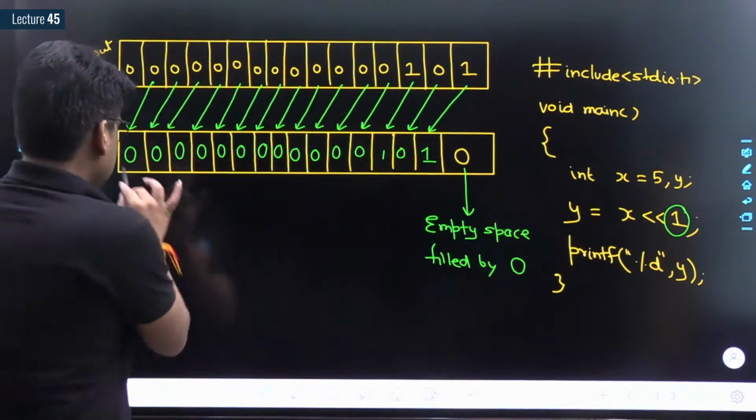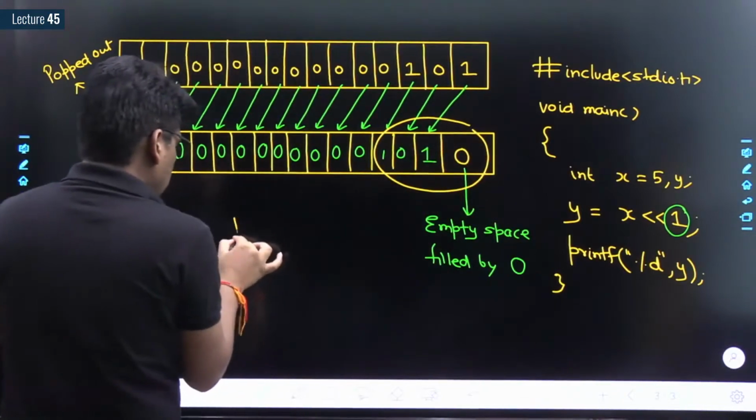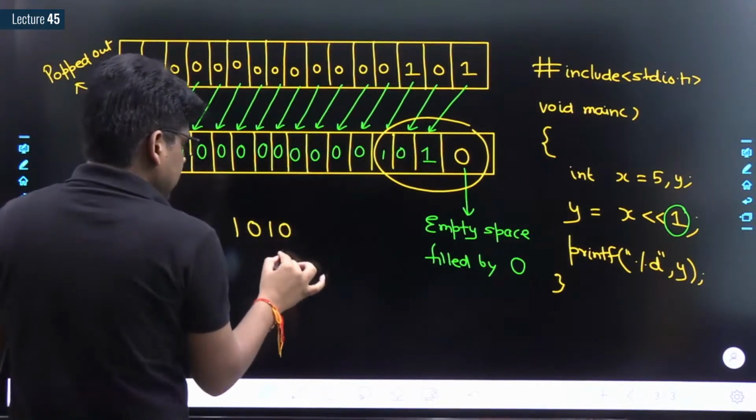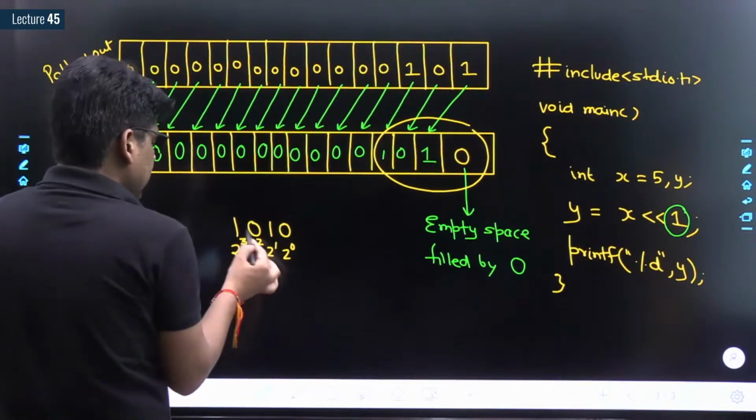So, let me calculate what is the new value. So, sir, 0, 0, 0, 0. Let me find out the value for this. Sir, 1010. Sir, is it binary? Yes, it is binary. So, let me calculate this value in decimal.